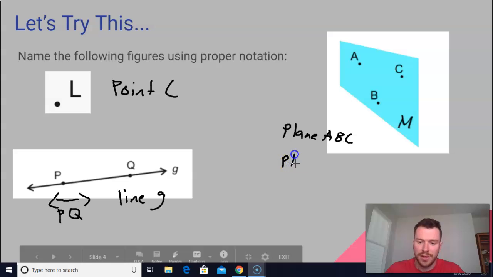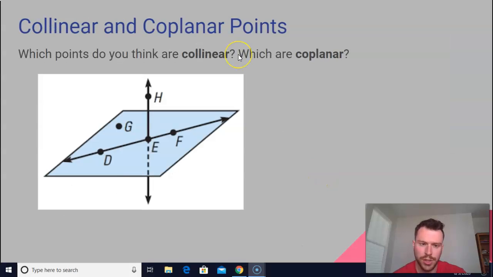Or we could say this is plane, I'm not even going to try doing cursive this time, plane M. So here's a question for you. Which points do you think are collinear? Which points are coplanar? Well, think about it a little bit.